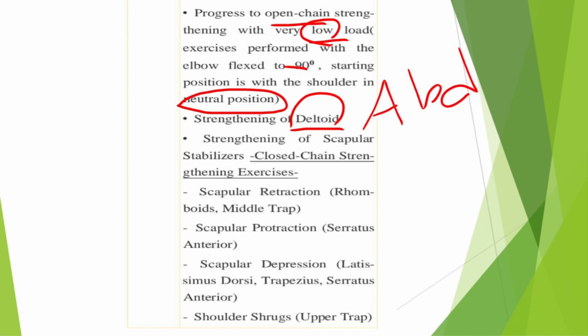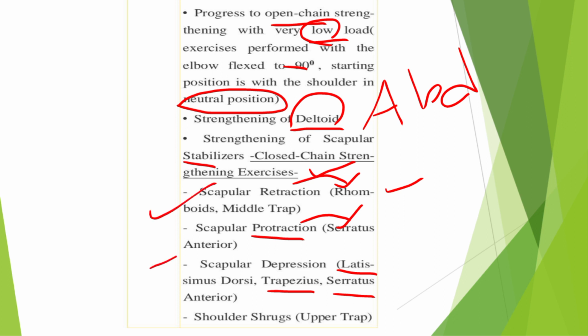Strengthening of the deltoid, strengthening of scapular stabilizers, closed chain strengthening exercises. Scapular retraction, retraction of the scapula, is done by the rhomboids. Scapular protraction, protraction of the scapula, is performed by the serratus anterior. Scapular depression is done by latissimus dorsi, trapezius and serratus anterior. These scapular exercises are also important because the head of the humerus and the glenoid cavity of the scapula form the shoulder joint. So scapular exercise is also necessary.